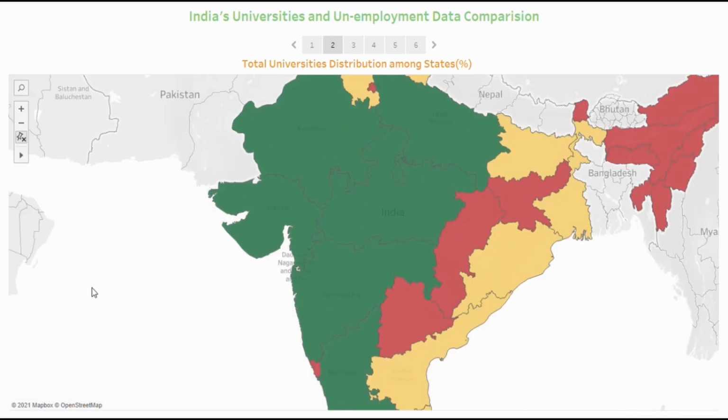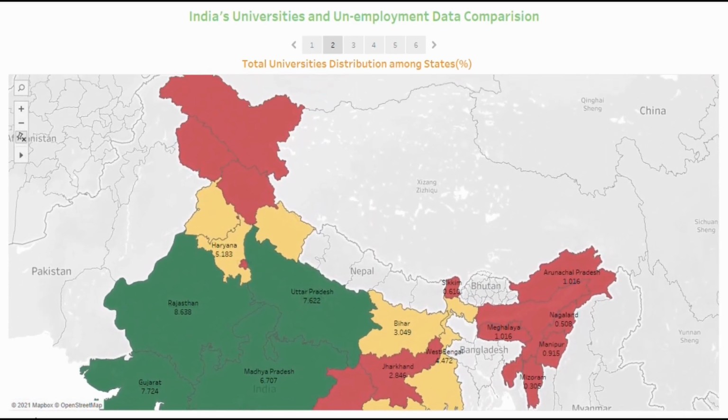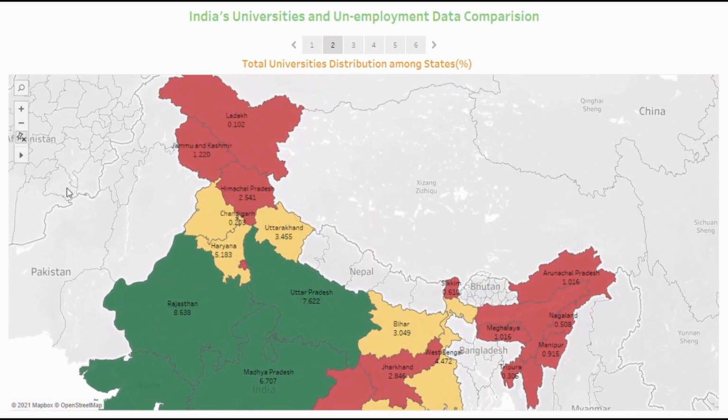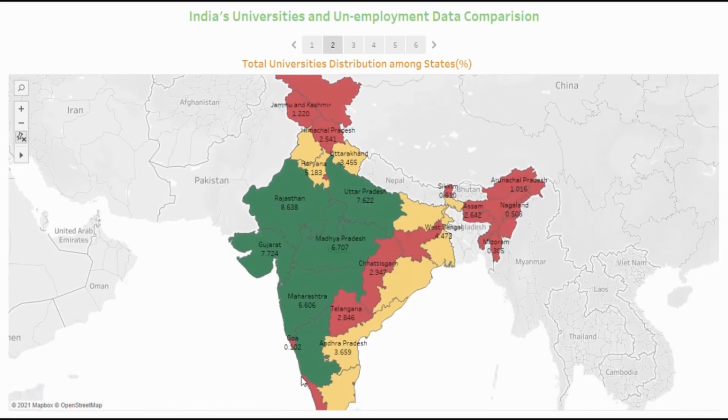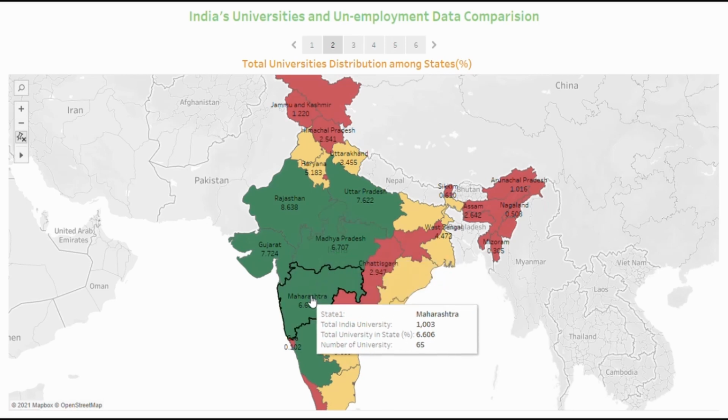In the next tab, which is a map chart, which represents university distribution in percentage. Here we can see the states in west and central India have a higher number of universities, and most of them have more than 5% of India's universities in each state. Like MP and Maharashtra having more than 6% of universities.